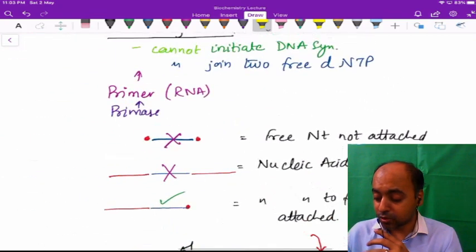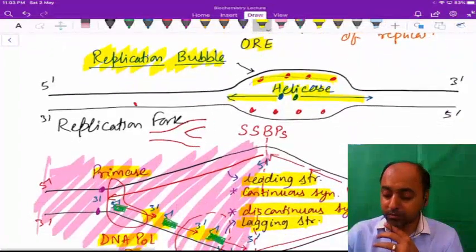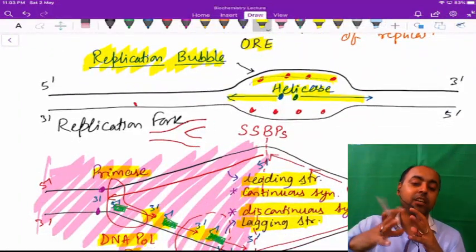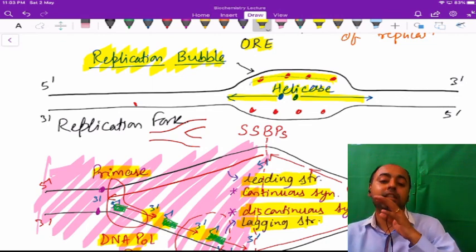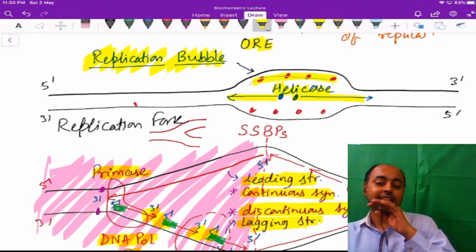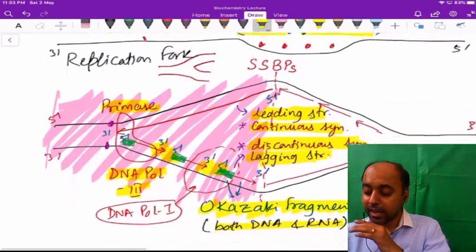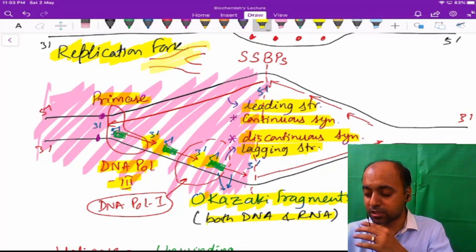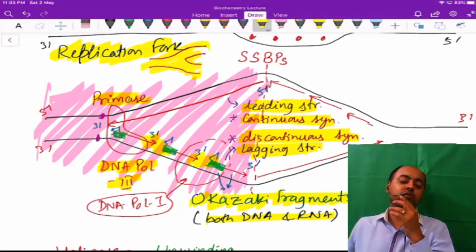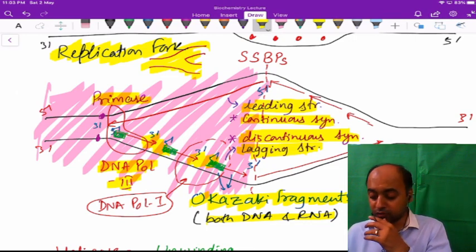In this context, I told you that we get the replication bubble. The replication bubble is the whole segment which is getting opened up by the action of helicase, and subsequently it is replicated by the action of the polymerase. That's why it's a bubble where replication occurs. If you look at one part of this replication bubble, what you get to see is the replication fork. This structure resembles a fork, so we call it the replication fork. A fork where replication is occurring is the replication fork.